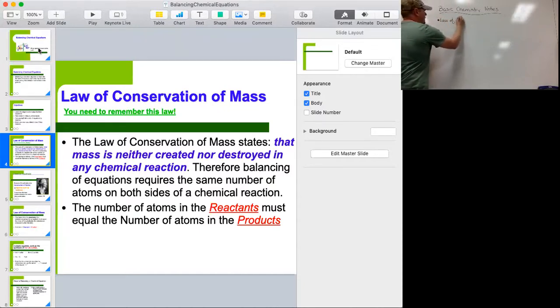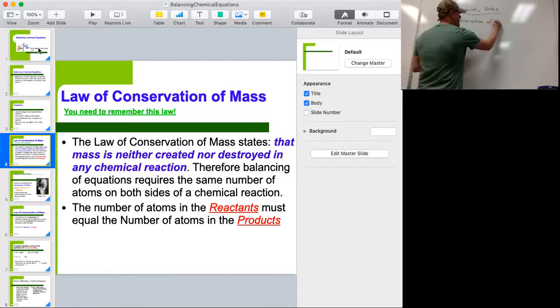Law of conservation. And I'm going to change the word mass here. I'm going to use the word matter instead. It doesn't change the definition, it just changes the wording a little bit. Everything is still the same, okay? Law of conservation of matter.